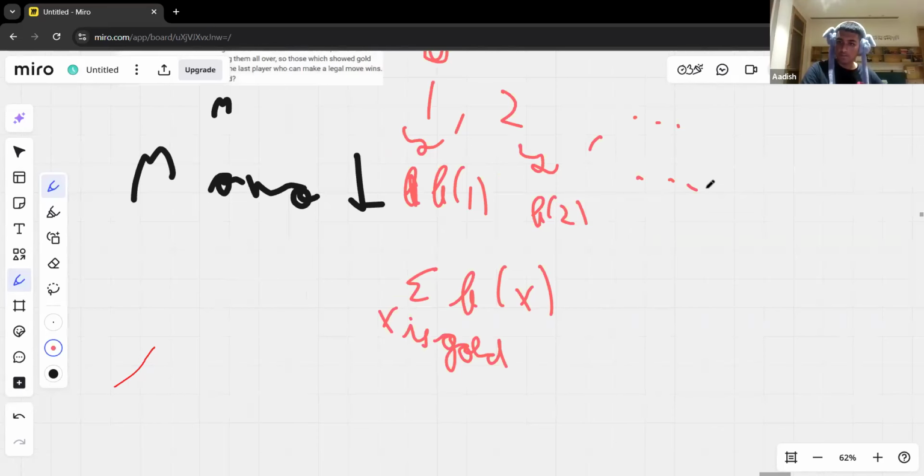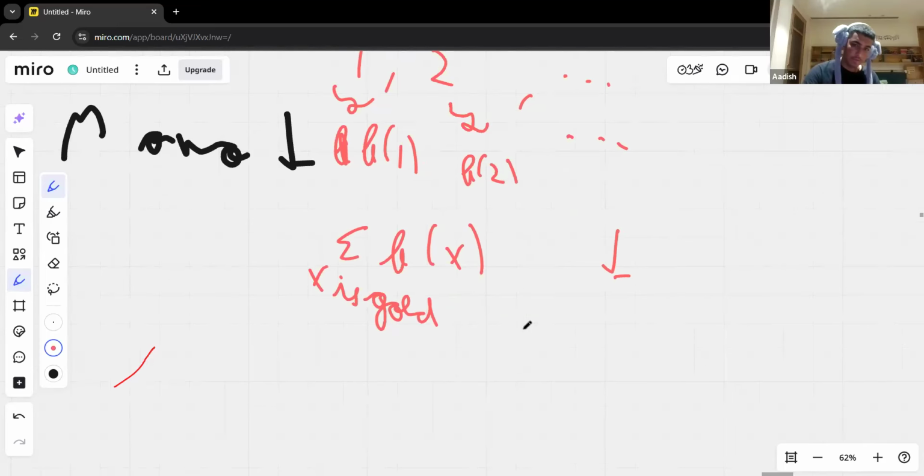Do you understand what I'm saying? You're looking for some kind of function such that you add it up over all gold cards and it always decreases. Or always increases, it's monovariants, it's fine. We'll deal with it. Say always decreases. So you're looking for this kind of function.